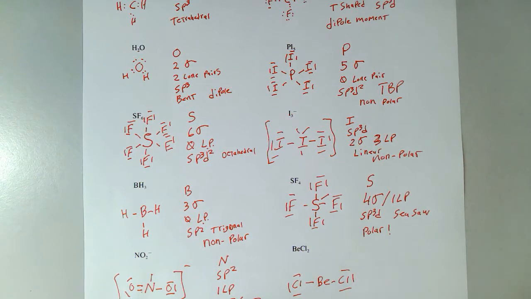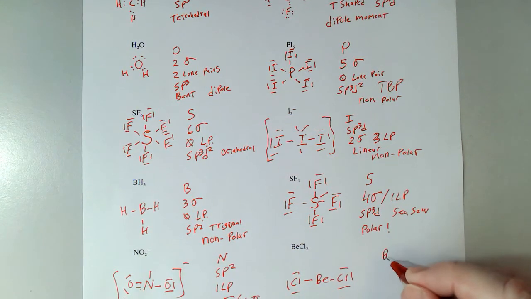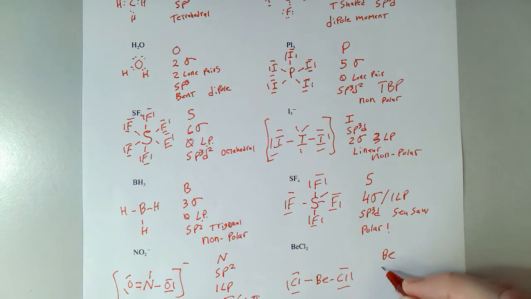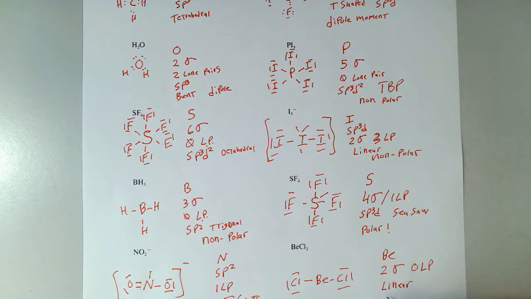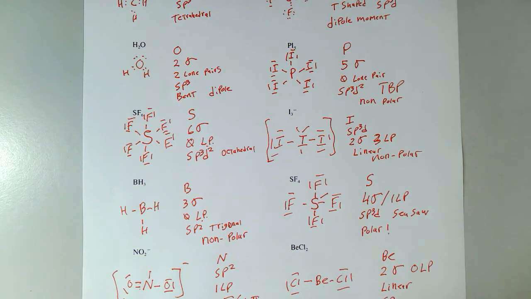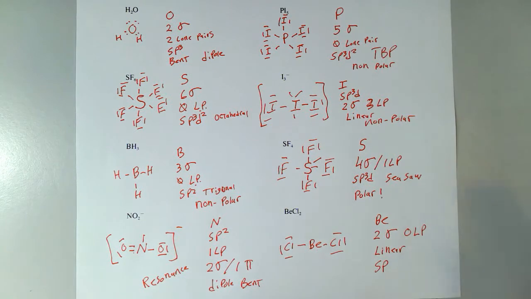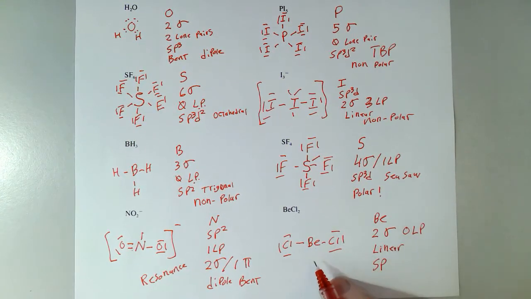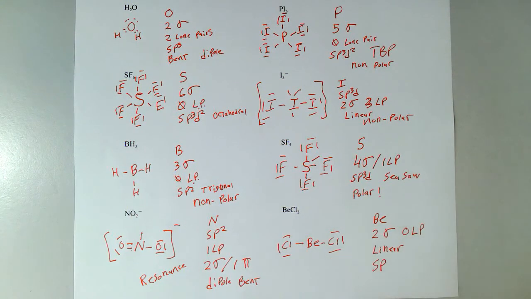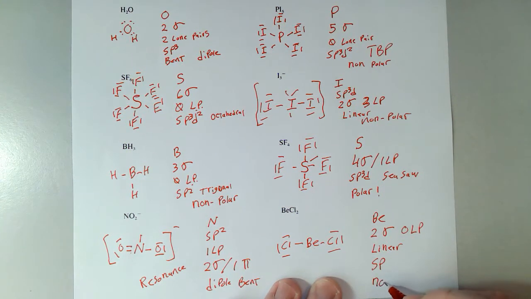BeCl2 looks like that. Be in the middle. Okay. It's got 2 sigma bonds, 0 lone pairs. It's linear. sp hybridized. Okay. It doesn't have a dipole moment. Doesn't have resonance or anything like that. But you might want to mention that it has only 4 valence electrons. There's no lone pairs there. So that beryllium, it's pretty reactive. Okay? And it's nonpolar, no dipole.